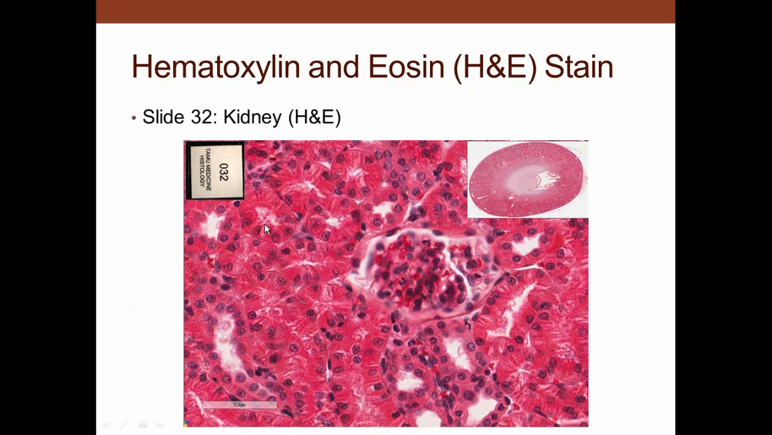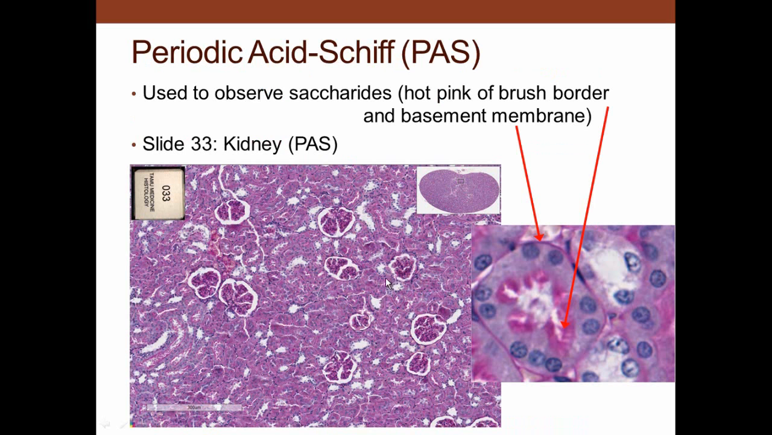Hematoxylin and eosin of the kidney. We can see the individual cells here. Here's a nucleus, and the nucleolus is a dark structure inside there. And then we can see the basement membrane around the cell. This is a corpuscle here with glomerulus inside the blood vessel. Also, this is another kidney.